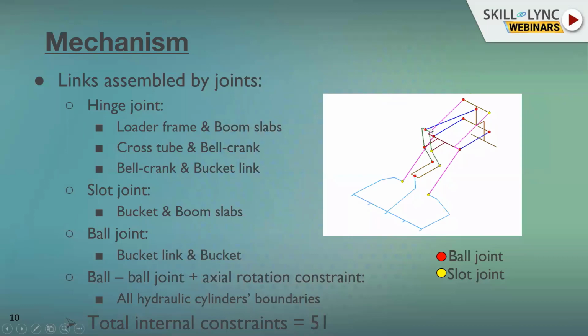Now let's look at the hydraulic cylinders. This is your bucket cylinder, which is connected through ball joints at the ends, but it will have another axial rotation at either of these ends. Now you have these boom cylinders over here, which you can see. These are the boom cylinders which get connected through ball joints to the loader frame and to the boom slabs. And again, you have these steering cylinders which get connected to the same ball joint, plus one axial rotation, connected to the loader frame. So if you sum all these constraints, you'll get 51 internal constraints.